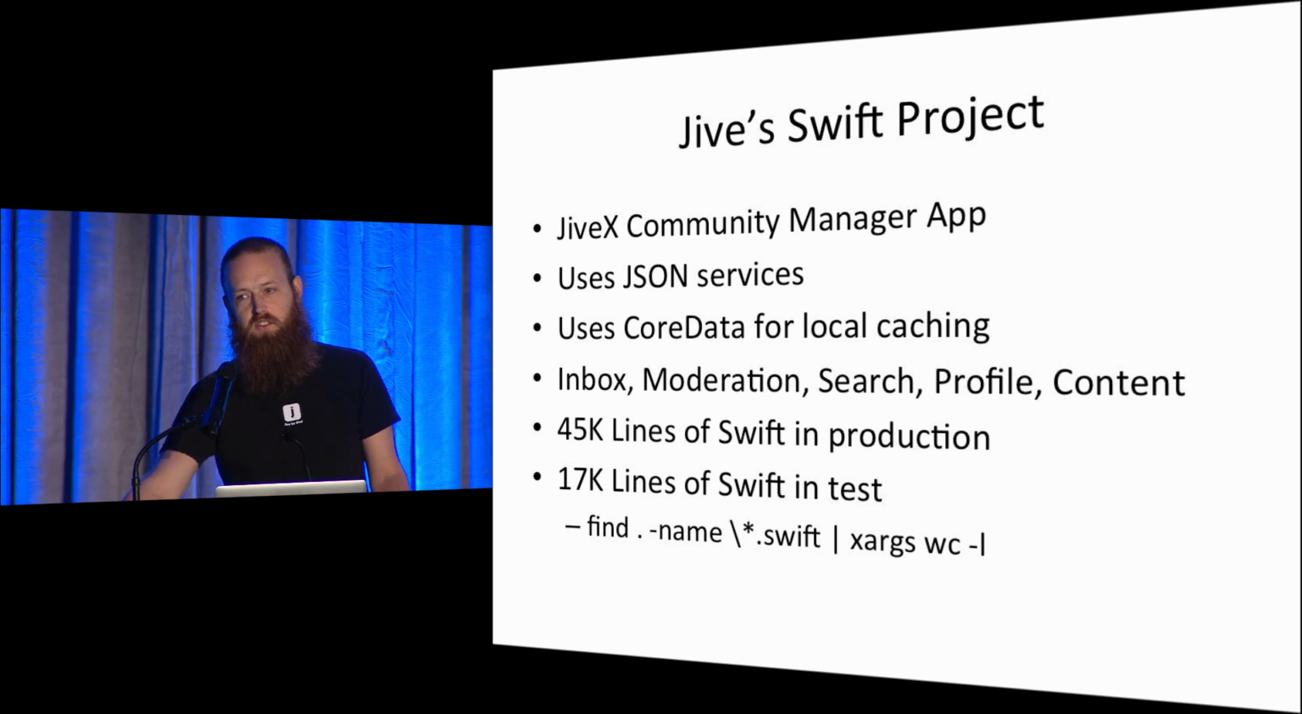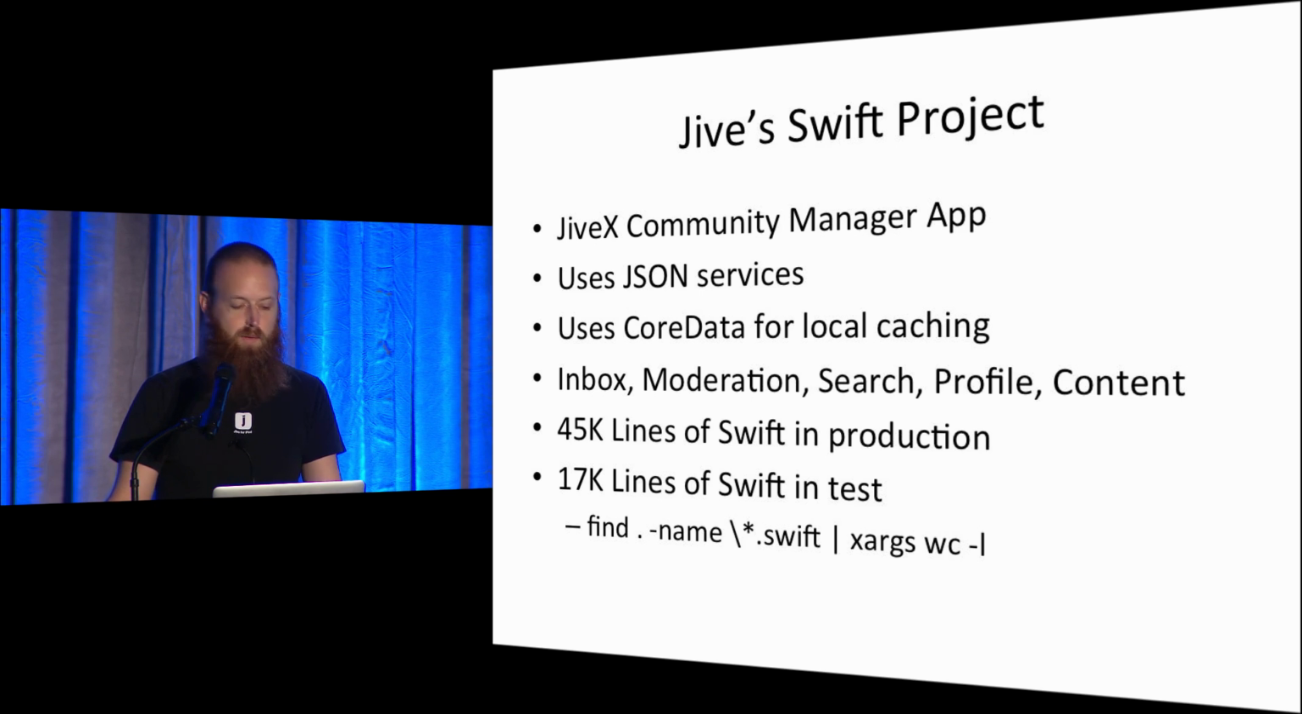This uses JSON services, as most of your apps probably do. We use Core Data for our local caching, which you might or might not use, but this is Apple's preferred way to do things. And in terms of functionality, just to give you an idea, this isn't a toy trivial app. We have an inbox that's similar to a Facebook timeline. We have the moderation queue that I mentioned. We have the ability to search content within the community, view individual user profiles, and also view content within the community.